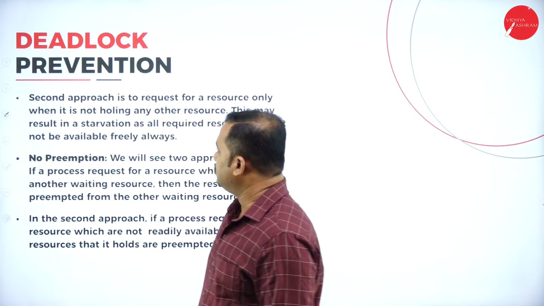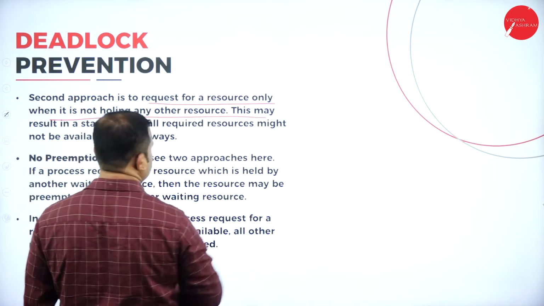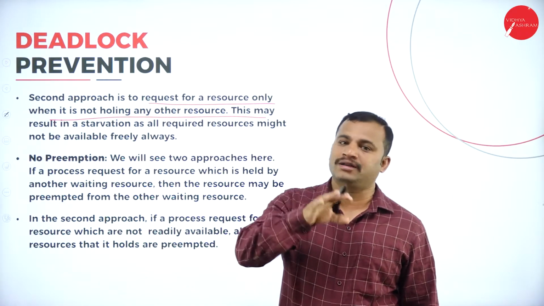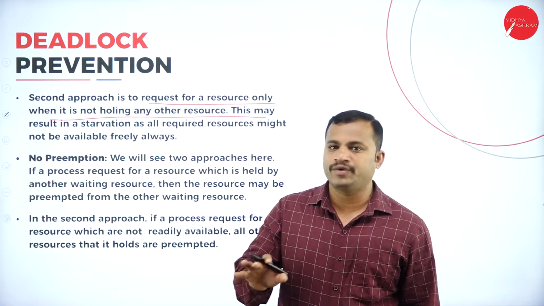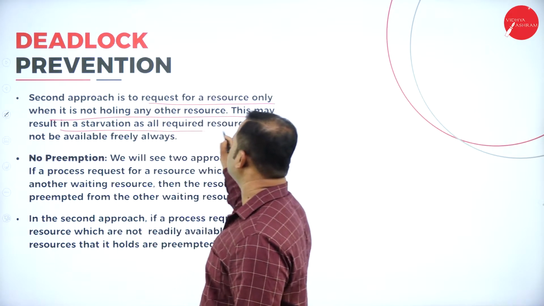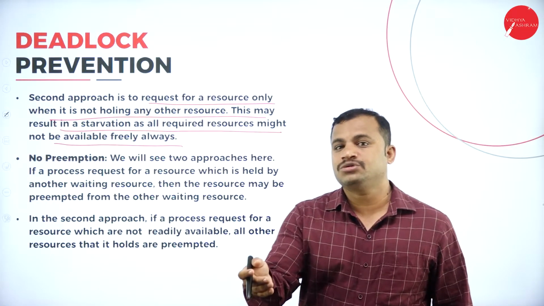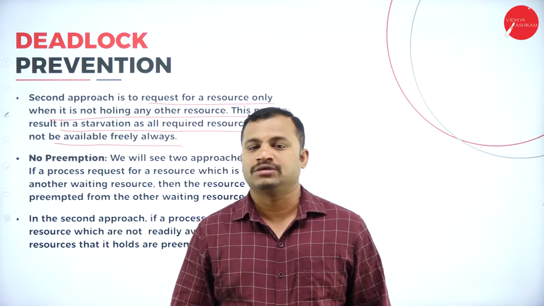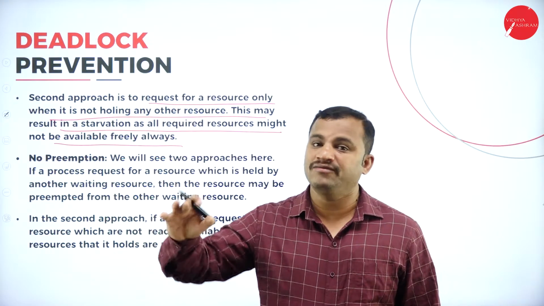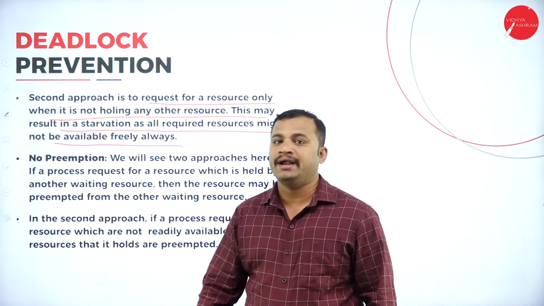deadlocks. The second approach is to request for a resource only when the process is not holding any other resource. That means it requests for a resource only when the resource is not held by another process. Otherwise, it has to wait. That is the meaning of the second approach. That means starvation is prevented with the help of not requesting the resource which is held by the other process. Suppose there is any resource which is not held by any other process, then we can allow the process to request for that resource. That is the second approach of hold and wait.